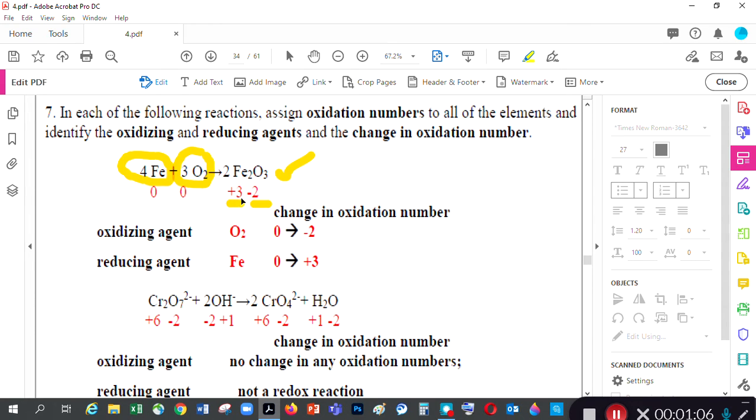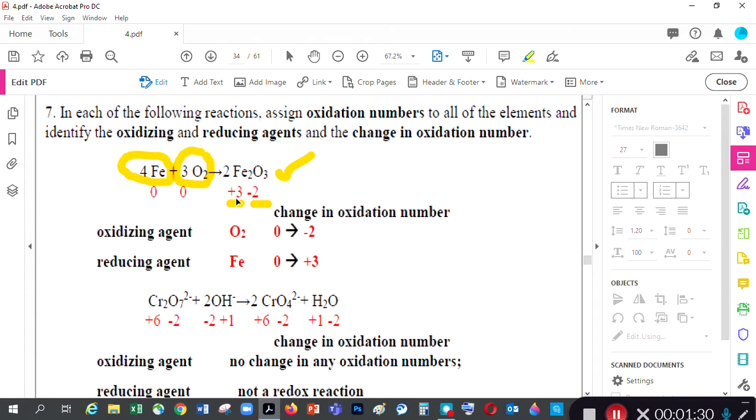And you can confirm this. 3 positive multiplied by 2, 6 positive from iron. -2 multiplied by 3, -6 from oxygen. +6, -6 makes 0. So it's a neutral compound. So now let's look at this. What's happened to iron? Iron is being oxidized from 0 to 3.